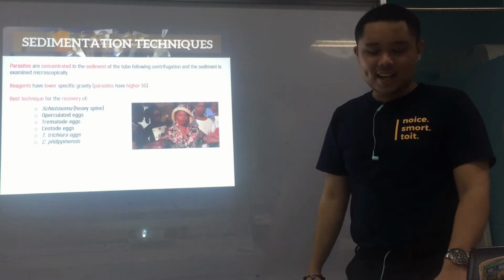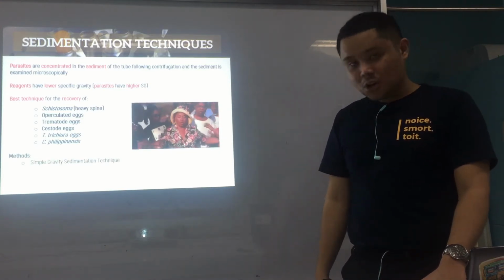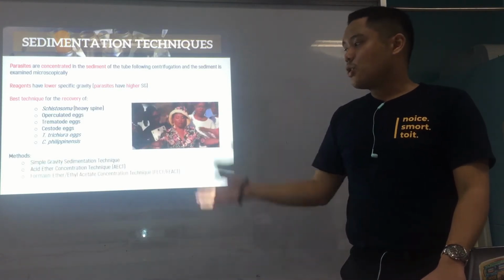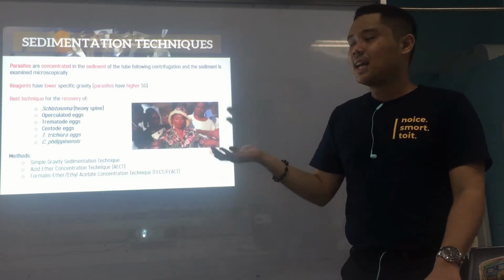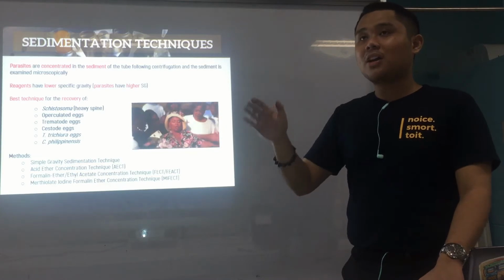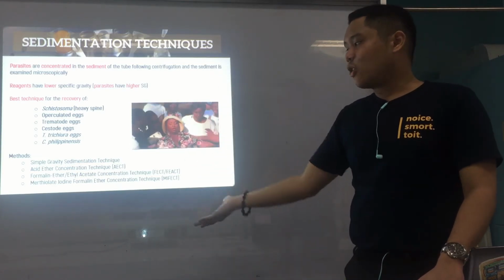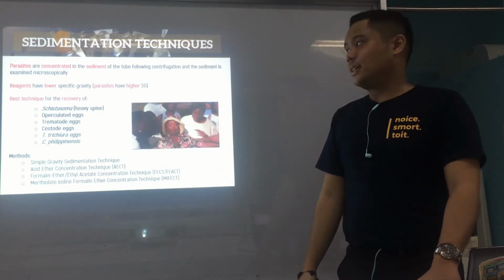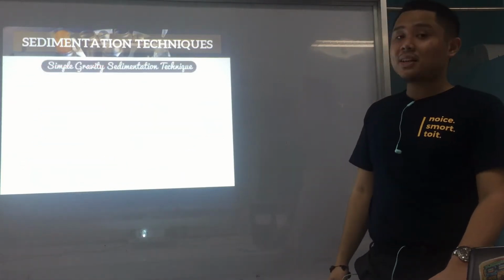And again, we have different methods. You have simple gravity, acid ether, formalin ether or ethyl acetate, and lastly, merthiolate iodine formalin ether, or merthiolate iodine formaldehyde concentration technique. So we'll start first with the first one, which is simple gravity.